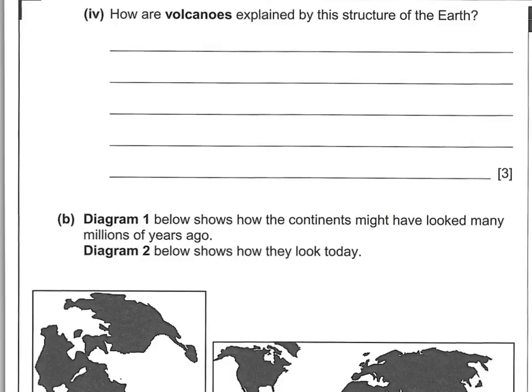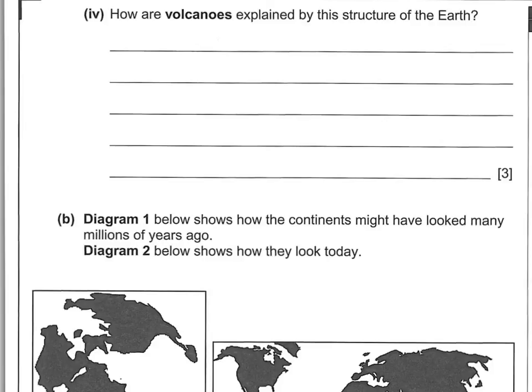How are volcanoes explained by the structure of the Earth? Now, unfortunately, your specification is very vague on volcanoes and earthquakes. It just says that you're supposed to understand how they're formed. It doesn't explain the specifics of what you're meant to be told. The mark scheme, unfortunately, for this paper just talks about friction, and that's creating heat and that's melting rock and making magma, but to be honest, it's not really friction.